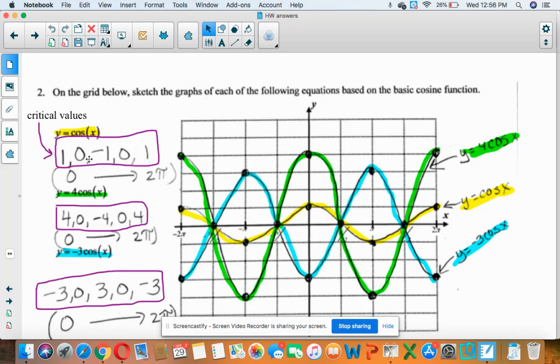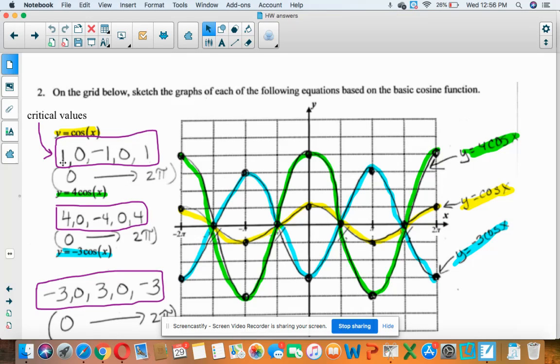These are important because if you know the critical values for the basic sine and the basic cosine graph, then you'll be able to graph anything if we change the amplitude, if we change the frequency, the period, or do vertical shifts. So those are all things that we're going to work on in this unit.